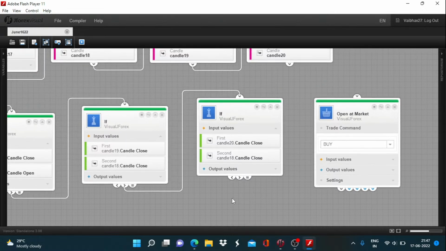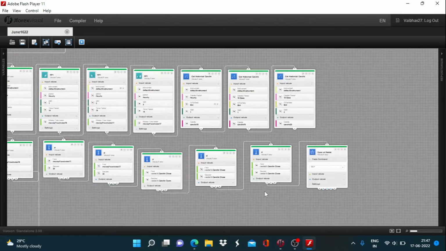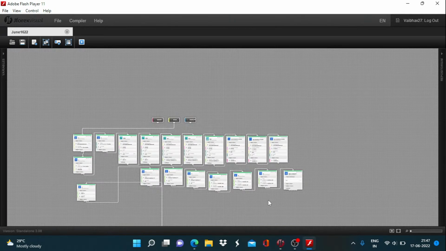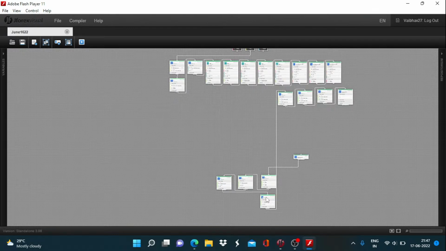All right, first input less than second input. Now let me arrange these blocks on the lower side to fill our formation.